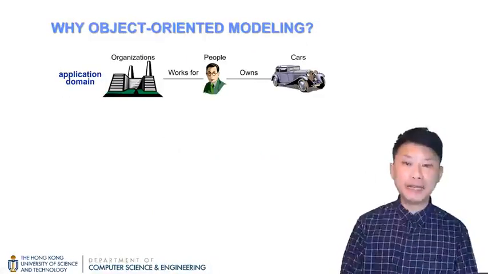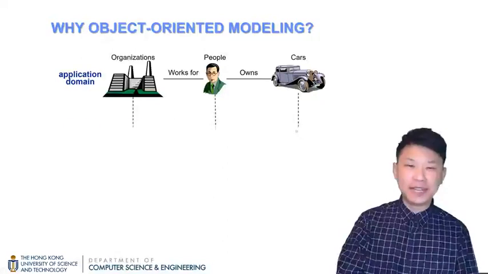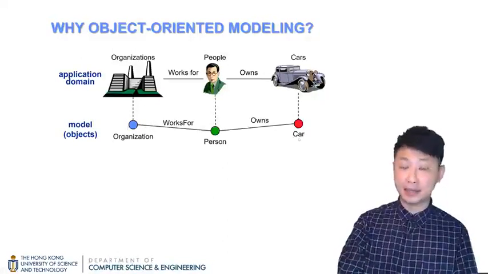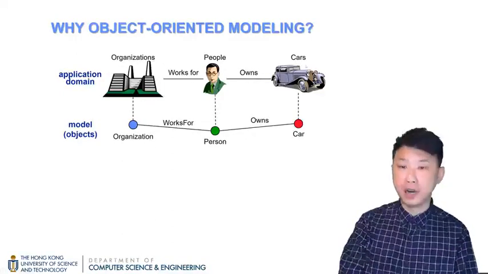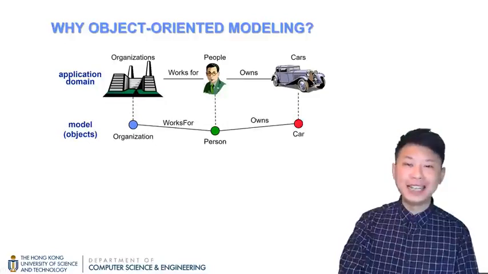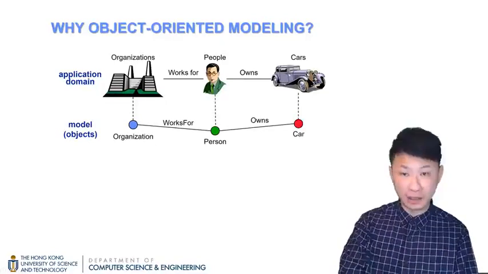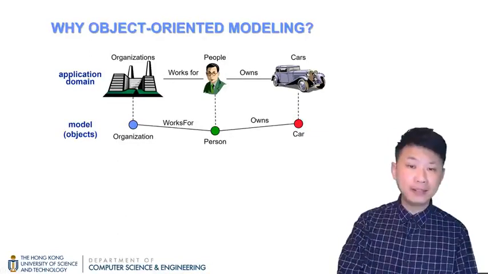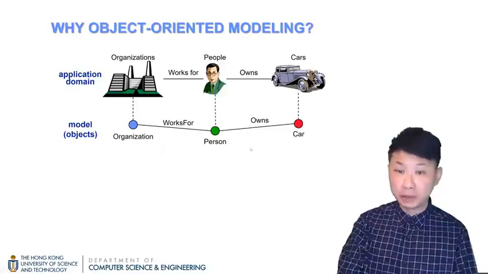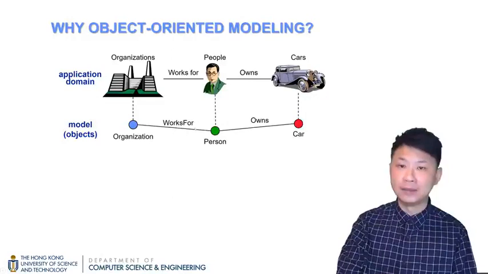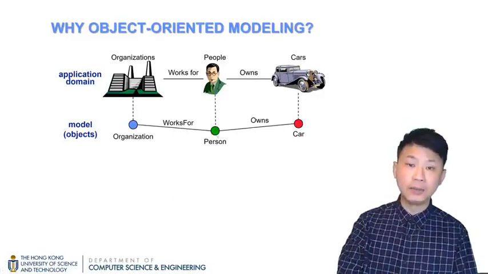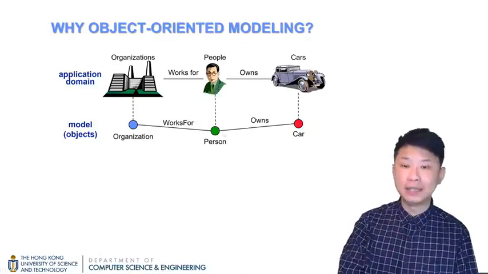So why object-oriented modeling? Just because it's kind of natural to represent things using objects. For example, in the application domain, we have organizations, we have people, and then we have cars. People work for different organizations, and also they own different cars. Then it's natural to map all these things within the application domain as different objects that we have in the model. So within the model, we have organization, we have person, and we have car. And then we connect them together using relationships.